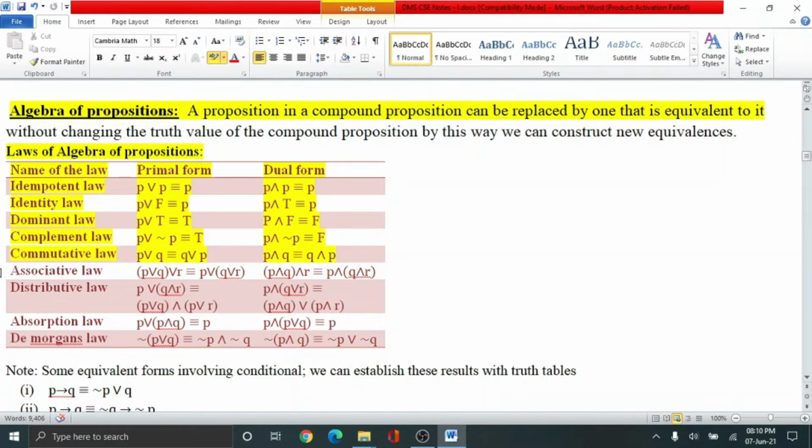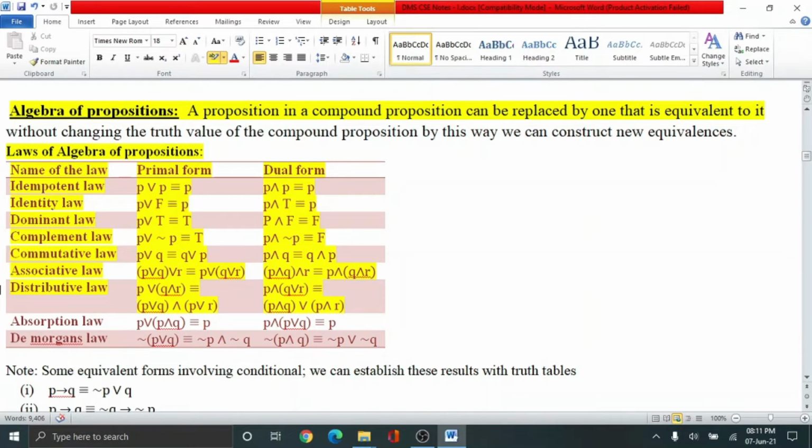And the next law is the associative law. The primal form of the associative law is given as the disjunction of P or Q or R is equivalent to P disjunction Q disjunction R, and its dual form, with respect to the conjunction, is P conjunction Q conjunction R is equivalent to P conjunction Q conjunction R.